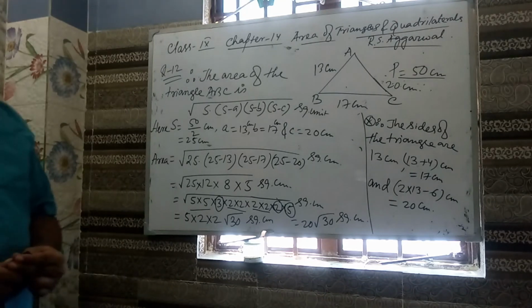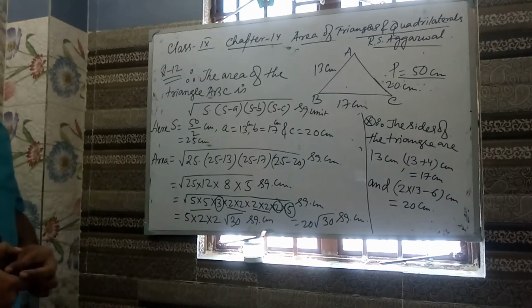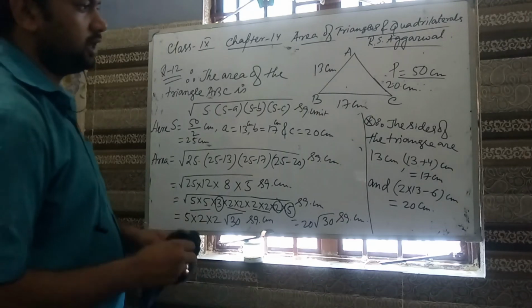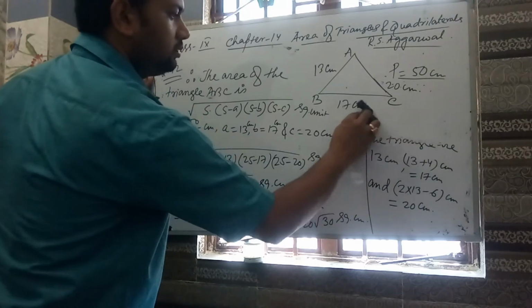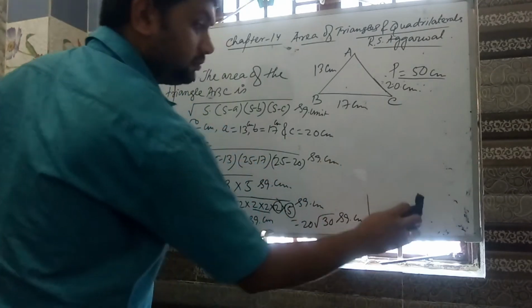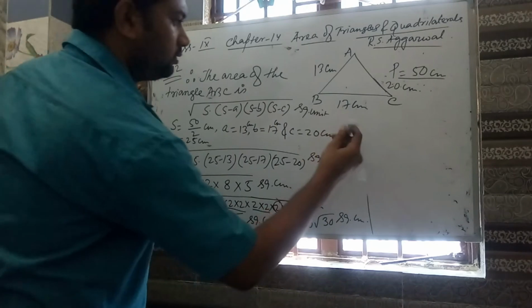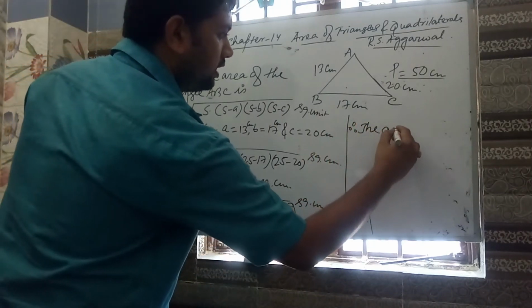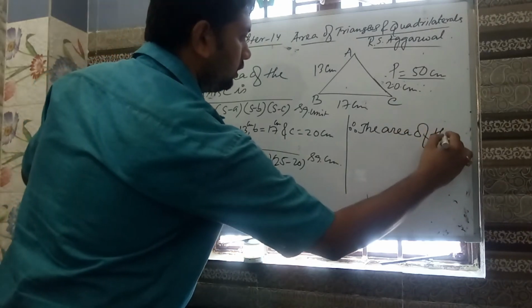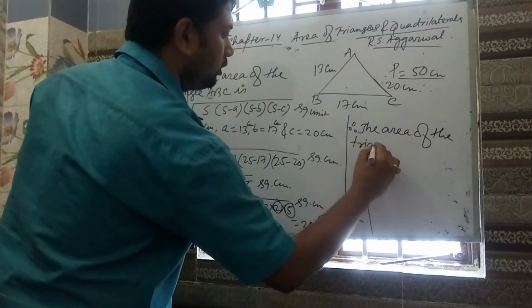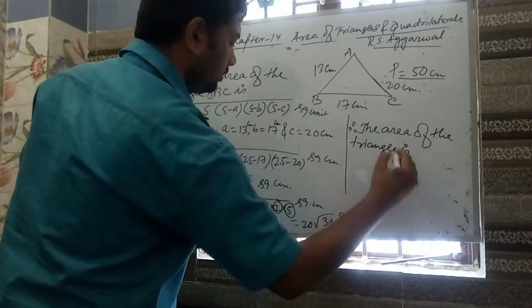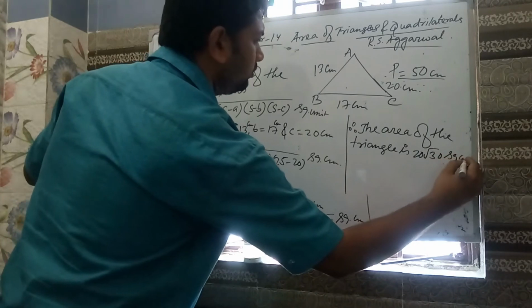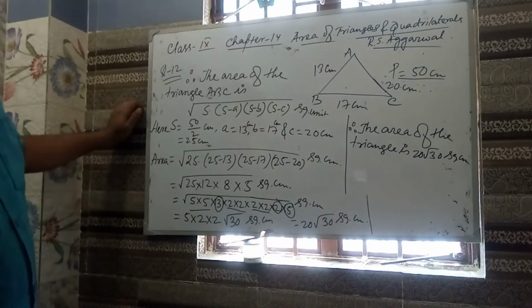So for the answer line, what you have to write? Therefore, the area of the triangle is 20 root 30 square centimeter. Last line. Therefore, the area of the triangle is 20 root 30 square cm. Okay, do it fast.